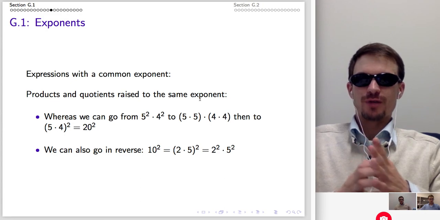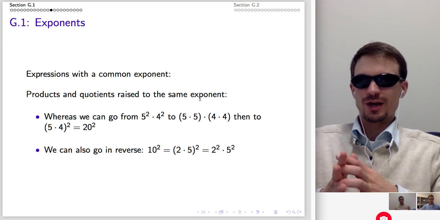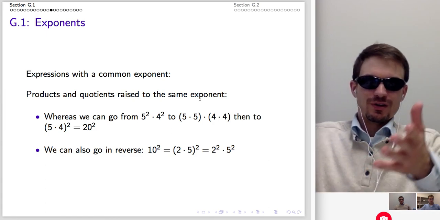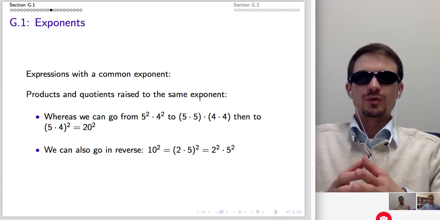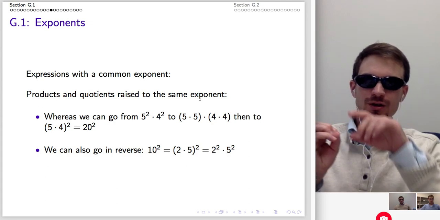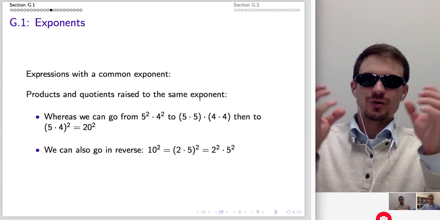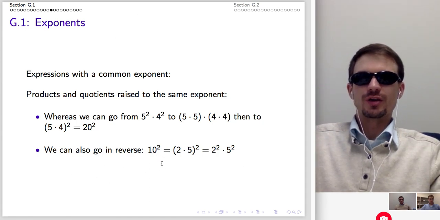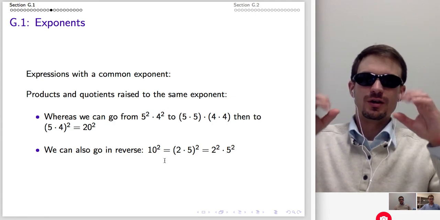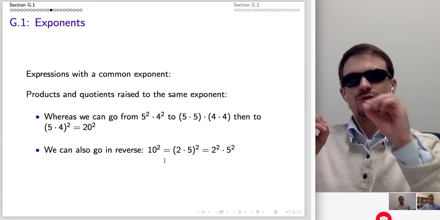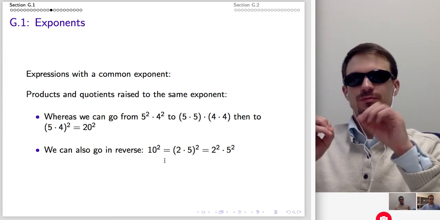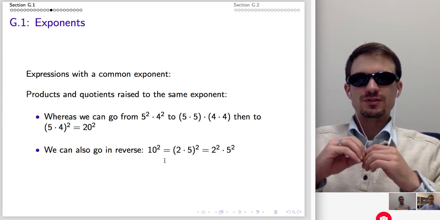Okay, so expressions with a common exponent. So suppose we have products and quotients raised to the same exponent. So we have 5 to the second times 4 to the second. Here we have different bases, right? Well, what do we have to do? We can expand 5 times 5 times 4 times 4, and then write that quantity, 5 times 4 squared. So 20 squared. We can also go in reverse, so we have 10 squared. We can write this as 2 times 5 squared. And then we can not distribute, but we can sort of make sure that each of the terms of the product receives that exponent.